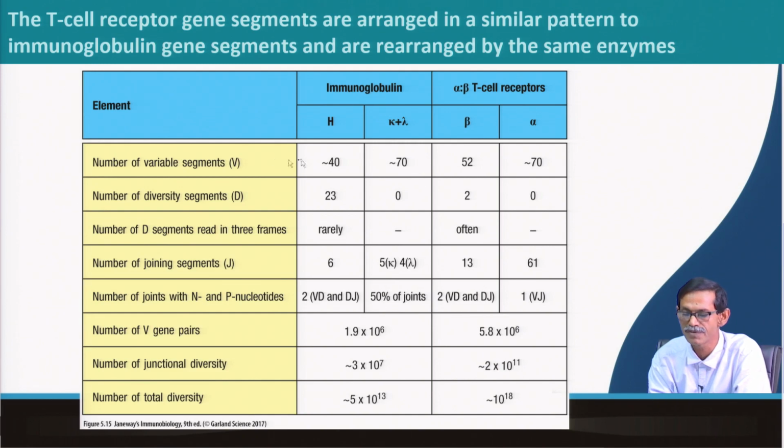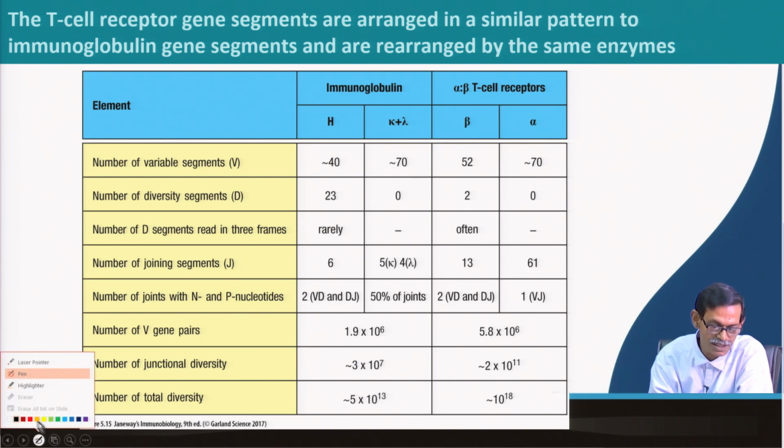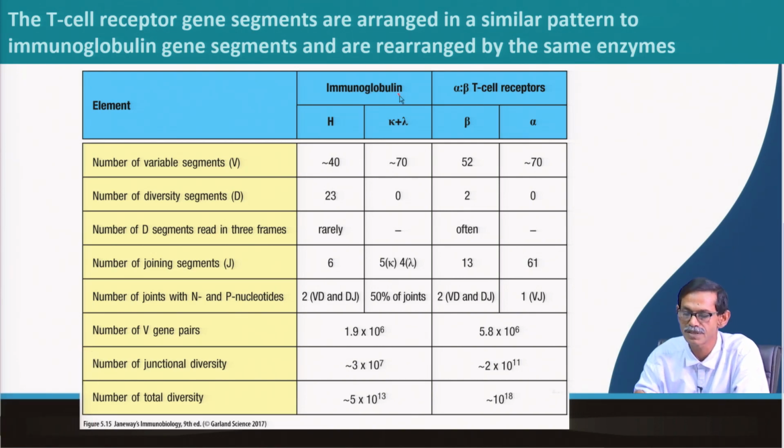This is the number of V segments, the average number of V segments in the case of immunoglobulin, and these others are in the case of T cell receptor. This is immunoglobulin, and this is the T cell receptor, only for alpha beta T cell receptor. This is the number of genes, this is the variety, like the number of V gene pairs, how many are possible. This is all the possible calculation that I was saying, it is not as easy as what we did.